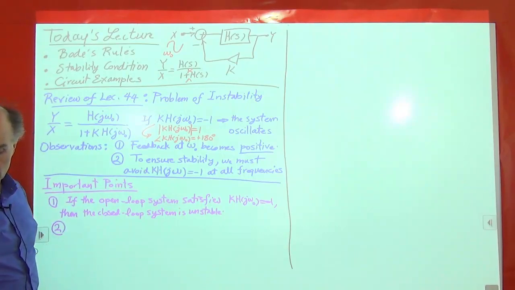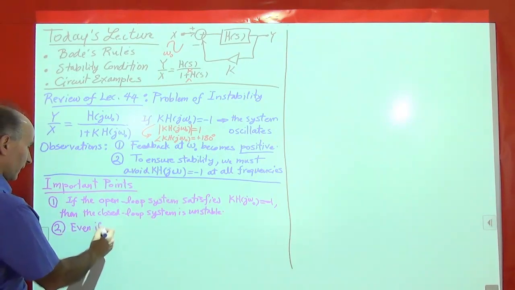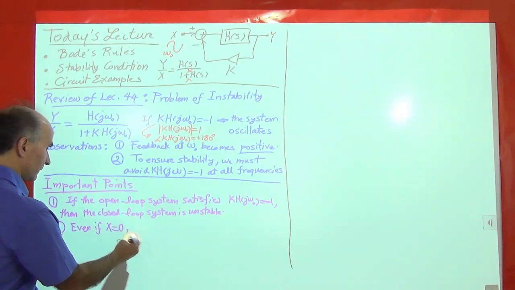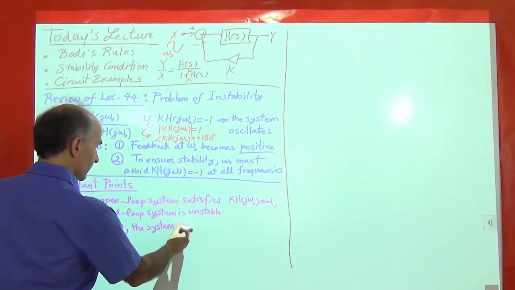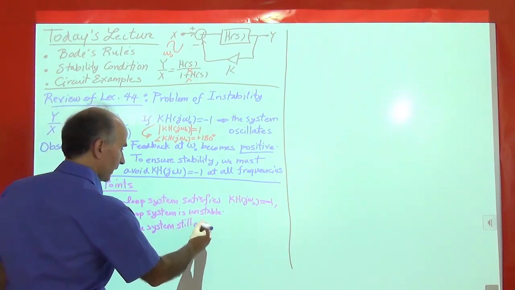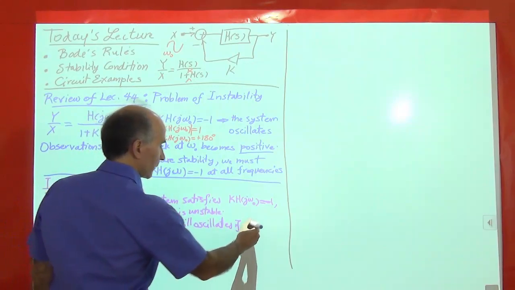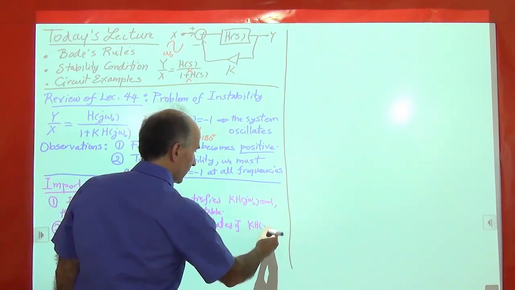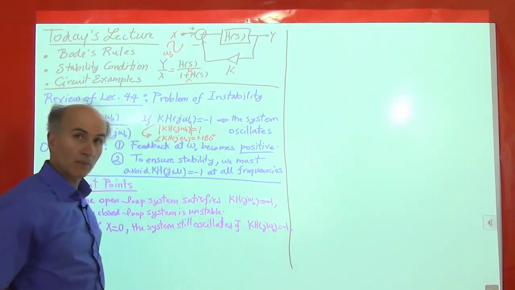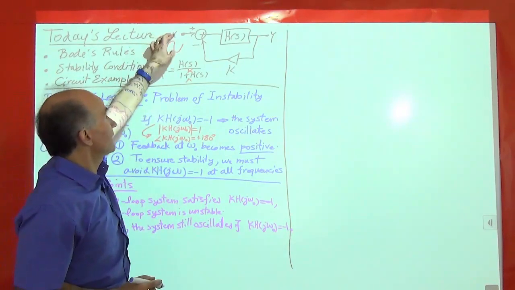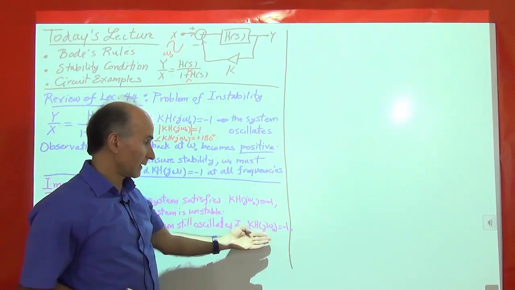So the second point I wanted to raise was that even if x equals 0, the system still oscillates if we have this condition of kh of j omega 0 equals -1. All right? So we don't actually have to have this x here. Even if I have 0 here, this will oscillate, provided that this condition holds.